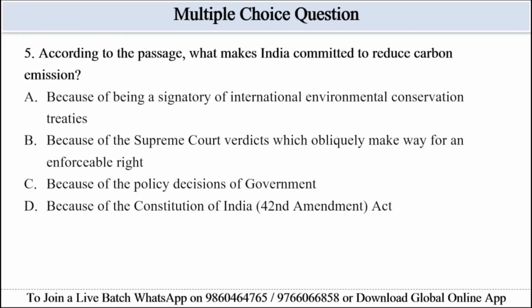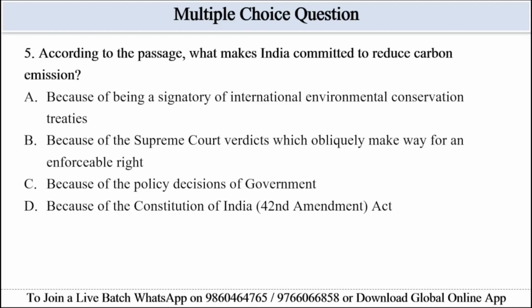According to the passage, what makes India committed to reduce carbon emission? Options are given: Option A, because of being a signatory of International Environmental Conservation Treaty. Option B, because of Supreme Court's verdicts, which obliquely make way for an enforceable right. Option C, because of policy decisions of government. And option D, because of the Constitution of India, that is the 42nd Amendment Act.